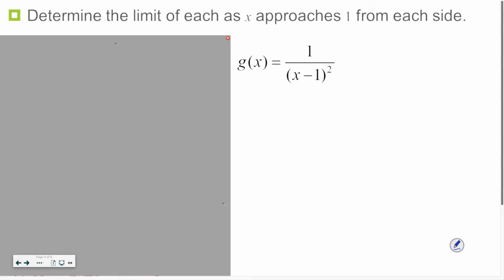So if you have a vertical asymptote, and I'm asking you for the limit, you need to think about the limit from both sides.